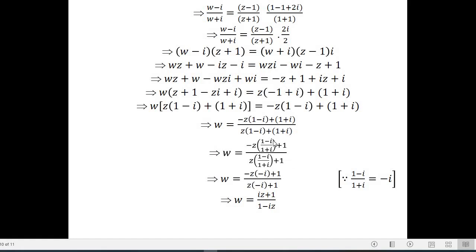We already know what is 1 minus i divided by 1 plus i? Minus i. Remember, you have already simplified it here. 1 plus i divided by 1 minus i is i, and 1 minus i divided by 1 plus i is minus i. So we directly write this term as minus i. Finally we get w is equal to minus z into minus i plus 1 whole divided by z into minus i plus 1. So minus into minus becomes plus, w is equal to iz plus 1 divided by 1 minus iz. This is the required bilinear transformation.